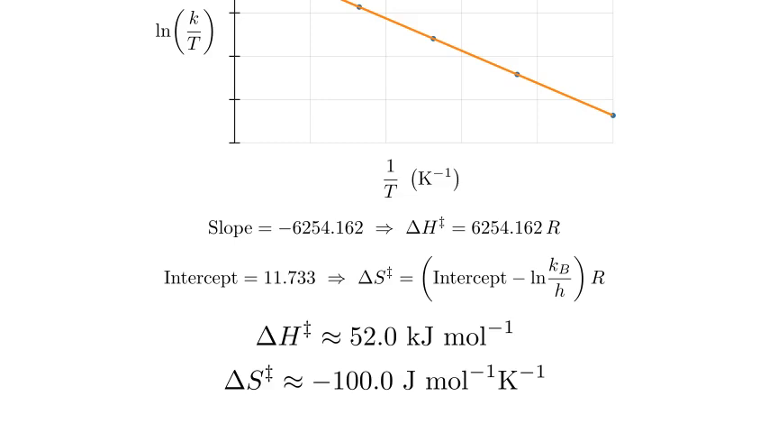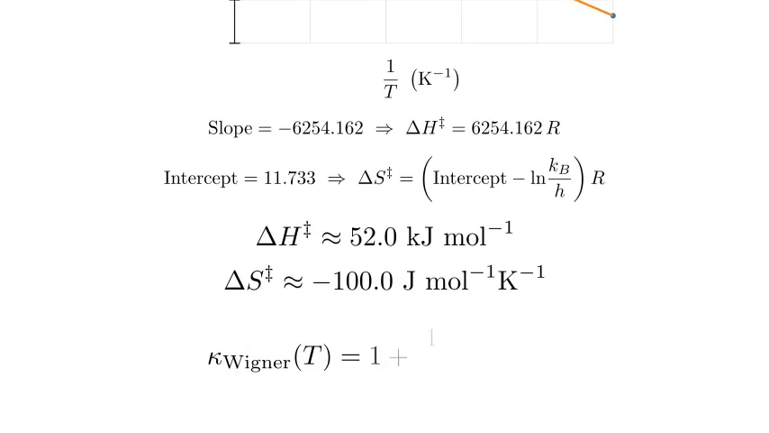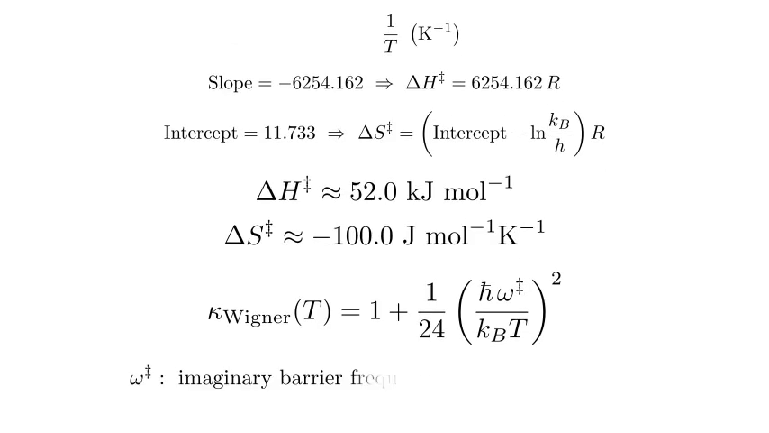Quantum tunneling lets reactants cross a narrow barrier even when classical energy is insufficient. The Wigner correction gives a simple multiplicative factor kappa of T to boost the classical transition state rate. The Wigner expression is kappa of T equals 1 plus 1 over 24 times the quantity h bar omega double dagger over k_B T, squared. Here, omega double dagger is the imaginary barrier curvature magnitude in radians per second.